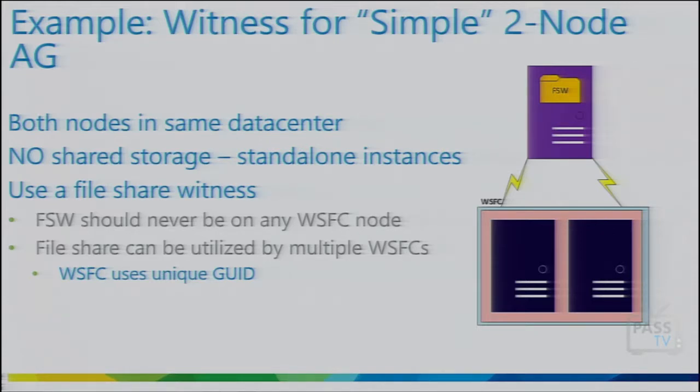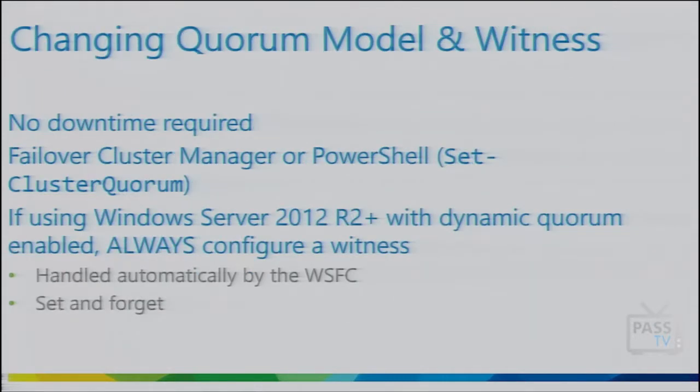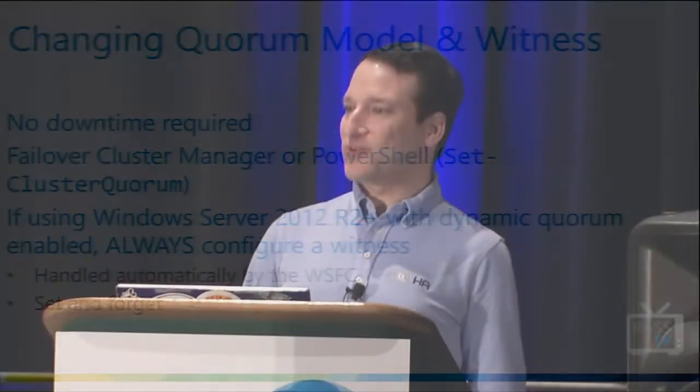If you're going to have, say, FCIs that are using CSV, if you're going to have a bunch of AGs with listener, whatever, one file share, you get a unique GUID for your Windows cluster, and that's that. And one more slide before we get to demos. I want to point out that changing your quorum model or adding a witness or taking away a witness, if that's what you want to do, is completely dynamic. It's not something that you need to take your cluster down to do. If you do, you're doing it wrong or something's wrong with your configuration. I will just say that.